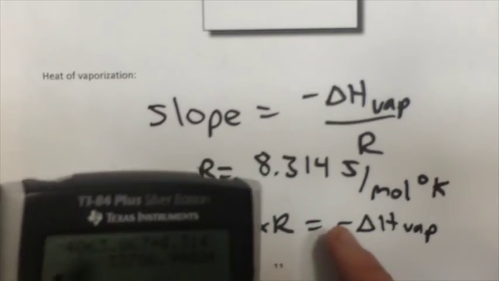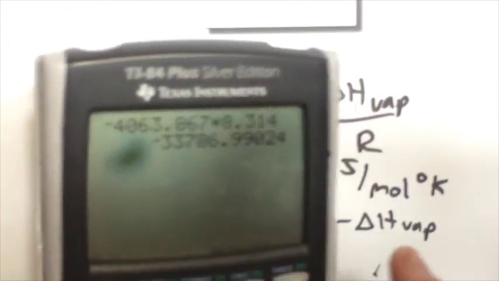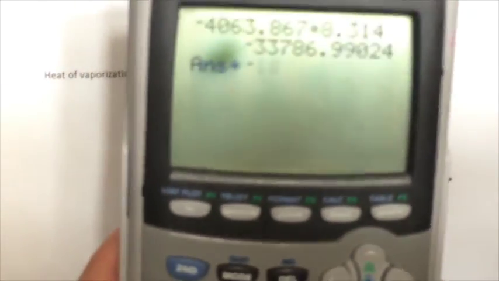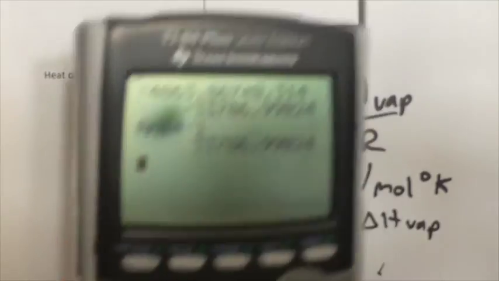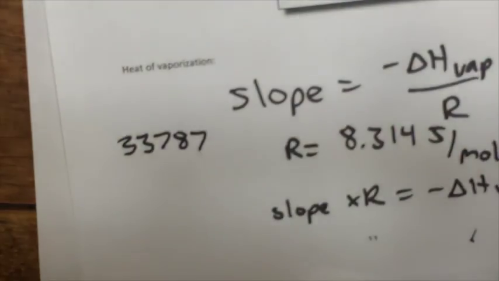Now notice that that's equal to the negative delta H. And since this is a number, negatives cancel. So we can just multiply this by negative 1 to turn it into a positive number. So the heat of vaporization is equal to 33,787. All right.